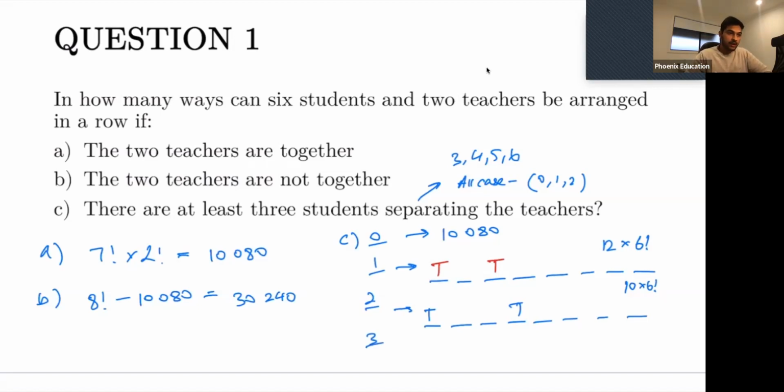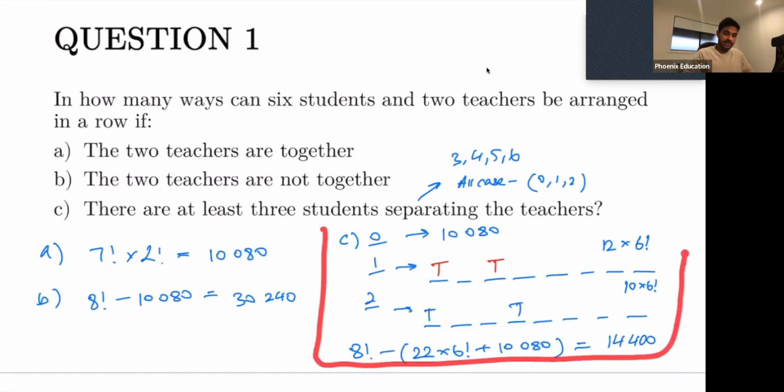And the final one that we need to look at, well, actually, we don't even need to look at 3, sorry. We just need to look at 0, 1, and 2. So in total, we have 22 scenarios here times 6 factorial, plus the case where we have the teachers together, so no students separating them, so 10,080. And what we'll do is we'll subtract this from the unrestricted cases. And this figure here will give us the scenario where teachers are separated by at least 3 students. If we plug this into the calculator, this gives us 14,400.